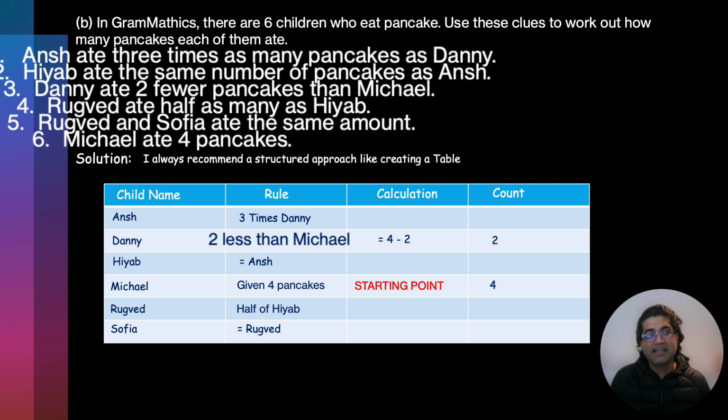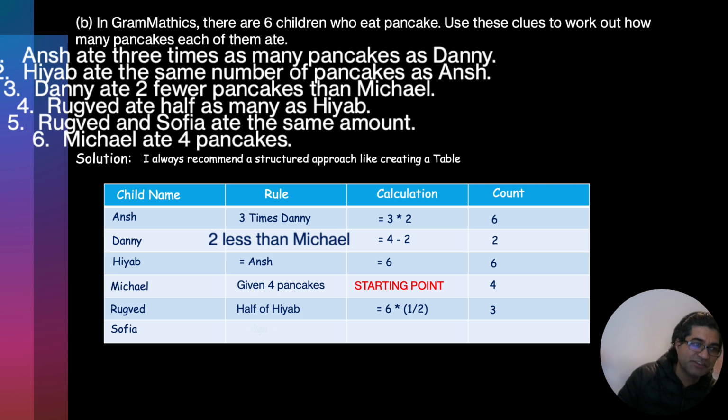Now we see that Danny and Ansh are related here. So Ansh ate 3 times Danny, which means our calculation is 3 times 2. And so Ansh ate 6 pancakes. And Ansh and Hayab ate the same amount of pancakes, which means Hayab also ate 6. So we have a 6 against Hayab. Now Rugved ate half of Hayab. So we will just divide the 6 by 2, and we get 3. And now lastly, we know that Sophia and Rugved ate the same amount. So Sophia ate 3, and if you add these up, we will find that this was the same as 24 pancakes in question 1 for Grammatics.